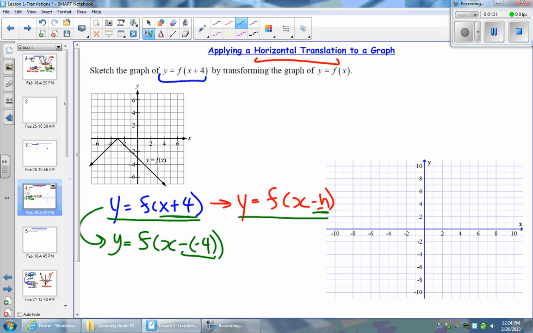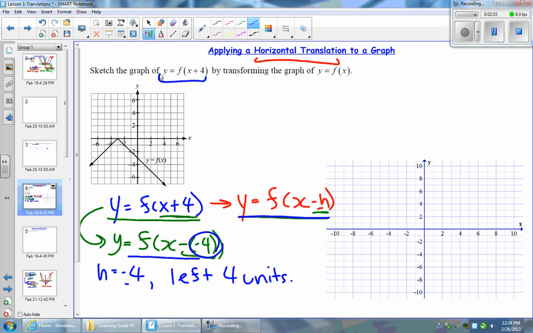Okay, so looking at this function, we can compare it to the general form and identify our h value. So our h value is that value right there. h is equal to negative 4. So what does that mean in terms of our graph here? Well, it means we're going to be moving left because it is negative, and we're moving 4 units to the left. So left 4 units. Okay, so we identified the translation. Now we're actually going to perform the translation on the given graph.